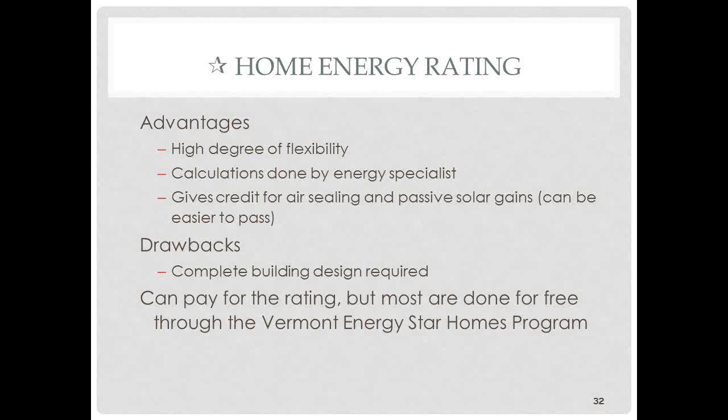For example, the first two methods make assumptions about how airtight the building is, whereas the home energy rating uses an actual measurement of air tightness. So if you're tighter than the assumption, you get credit for that. Similarly, the home energy rating can take passive solar into account. The other two methods are not able to do that. You basically supply the building design, and somebody else goes through the process of figuring out whether that complies.